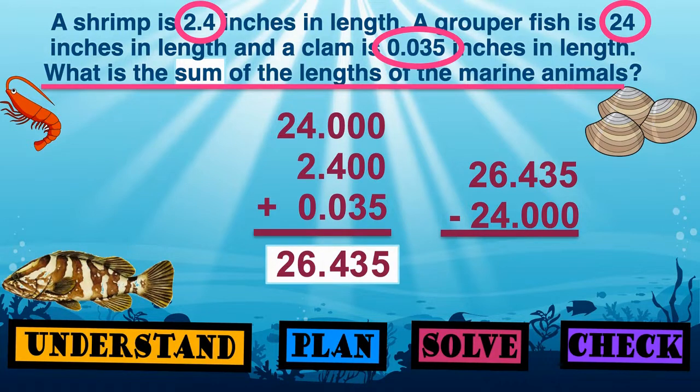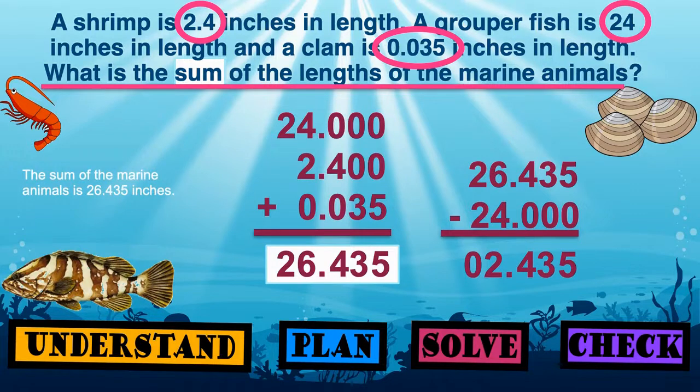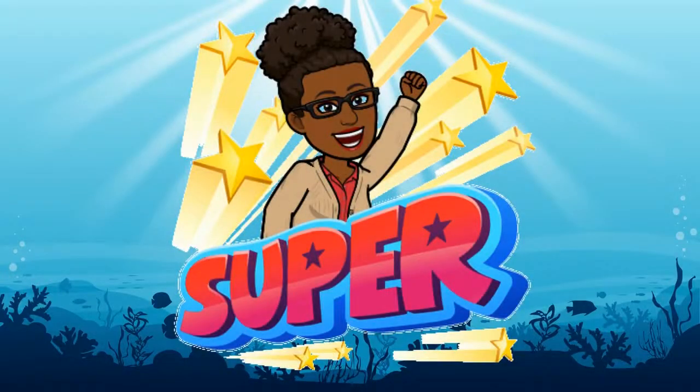Let's begin subtracting. 0 from 5 is 5. 0 from 3 is 3. 0 from 4 is 4. 4 from 6 is 2. And 2 from 2 is 0. Let's not forget our decimal point. Good job, boys and girls. We were correct. So the sum of the marine animals is 26 435 thousandths. You did a super job, boys and girls. Super job.